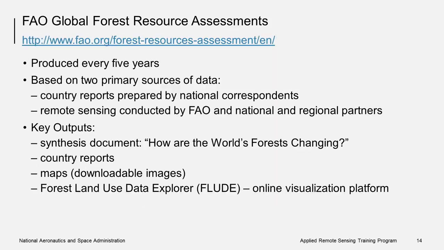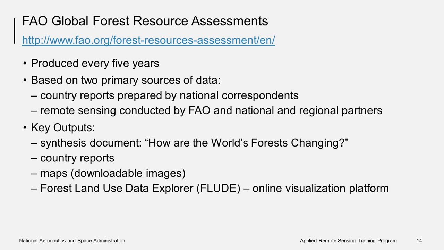The Food and Agriculture Organization has been monitoring the world's forests at 5 to 10-year intervals since 1946. These assessments are now produced every 5 years. The assessment is based on two primary sources of data: country reports prepared by national correspondents and remote sensing that is conducted by FAO and national and regional partners.